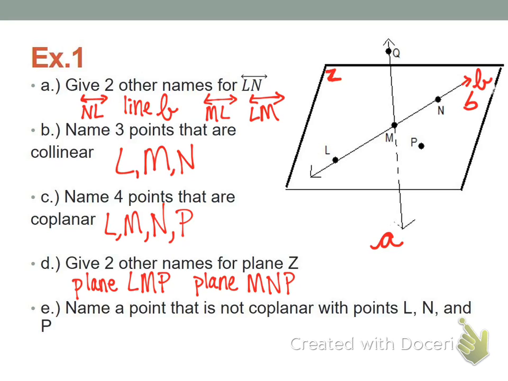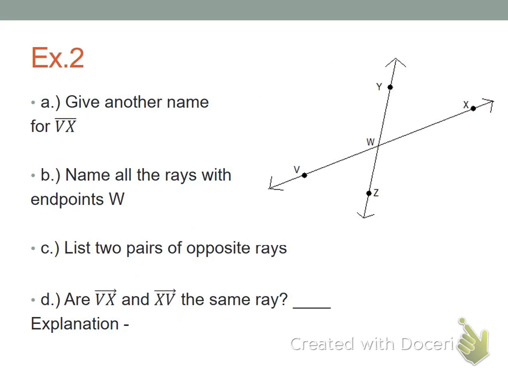All right, letter E, a point that is not coplanar with L, N, and P. We really only have one good option for this one. Sydney. Q is not coplanar with those. Questions on example 1? Okay.